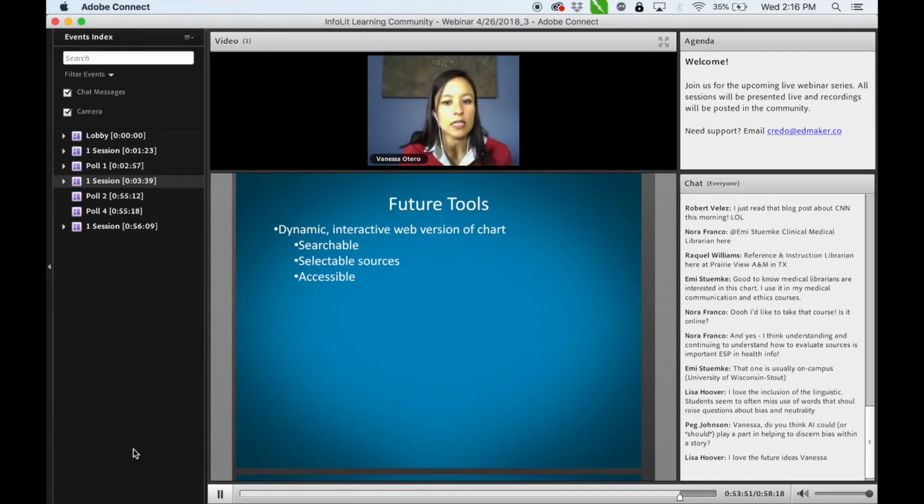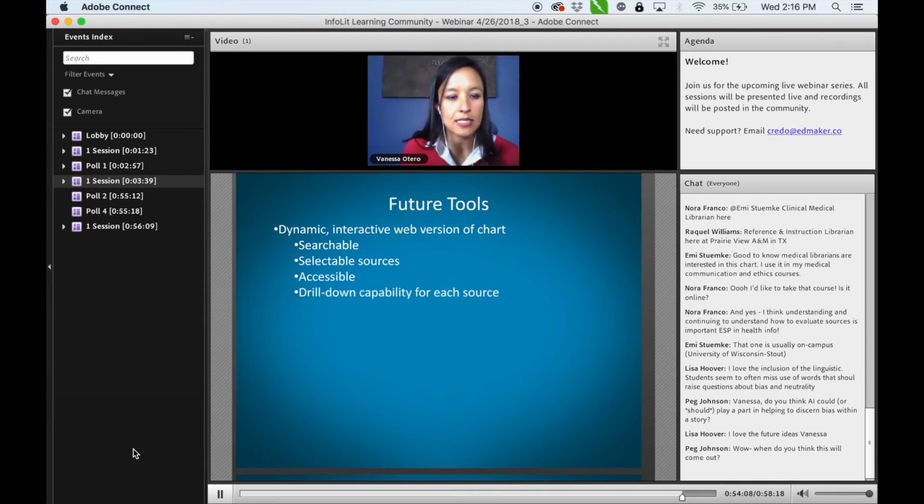So right now it's not ADA compliant. I apologize. Once it's up on an interactive website, it will be visually accessible with alt text, so people who have visual impairments or color blindness can see it as well. And then there will be drill down capability for each source, where you can click on the source, see the scatter graph of the data points, and have downloadable customized versions.